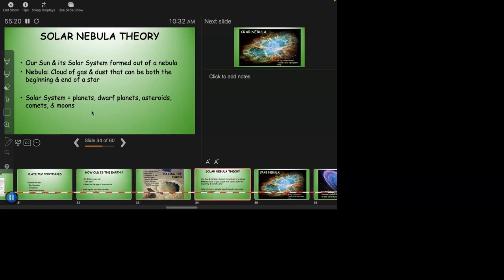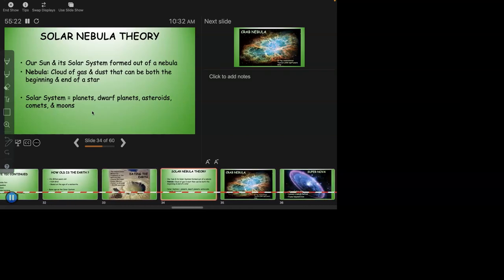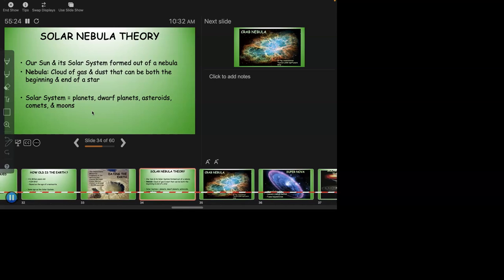All right, so what is this solar nebula theory? The idea is that our sun and the solar system around it formed out of a nebula. Okay, well, solar nebula theory, we got sun, solar, and nebula in the definition. That really doesn't help a whole lot, does it?